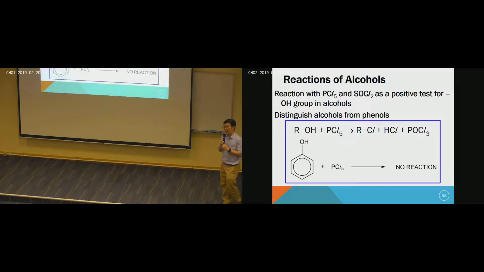As to why phenol cannot react with PCl5, it will not be covered in this lecture. But I can jump ahead a bit and tell you that the C-O bond in phenol is much stronger than the C-O bond in a normal aliphatic alcohol.